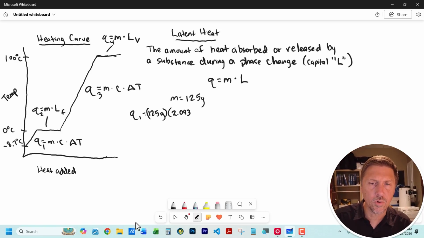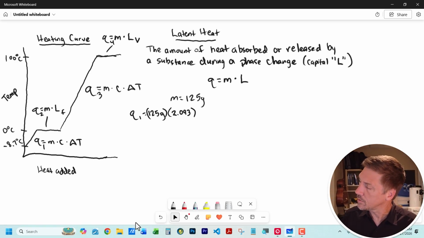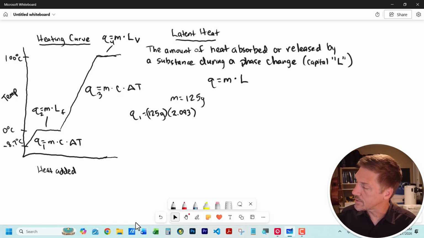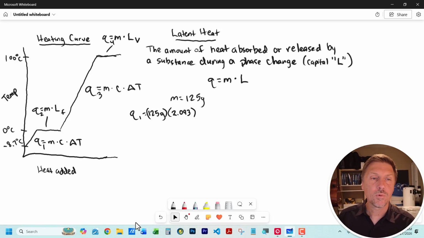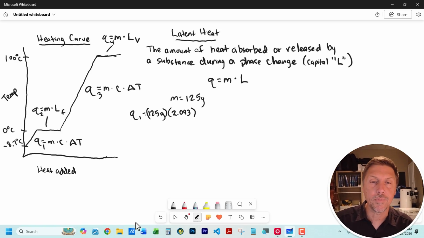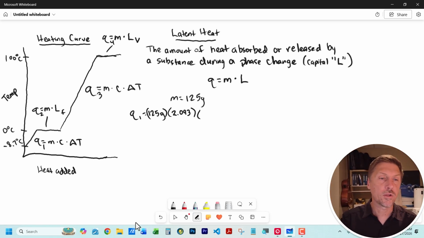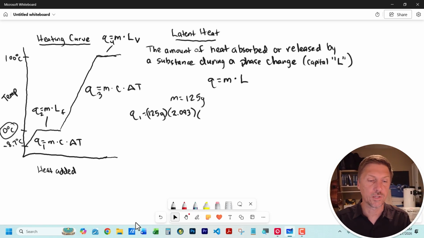This has our typical, strange, kind of busy units, with joules on top and grams per degree Celsius on the bottom. For space, I'm not going to write those down. And then what's our change in temperature? Well, if you think about it, the change in temperature is the final temperature minus the initial temperature. And for this portion right here where Q1 is, for that part of the curve, our final temperature is 0 degrees Celsius.